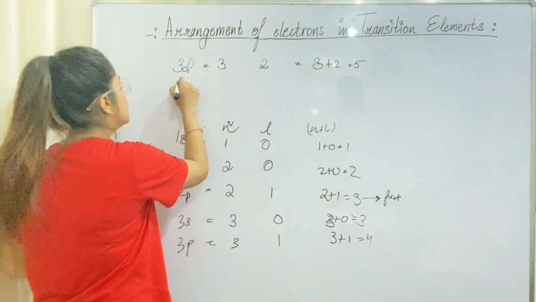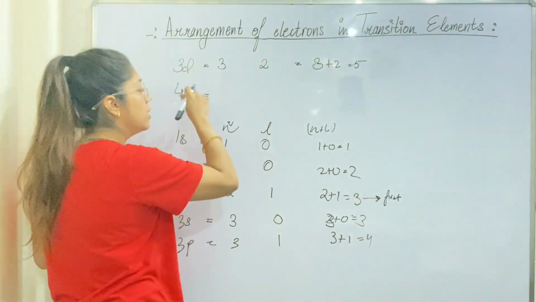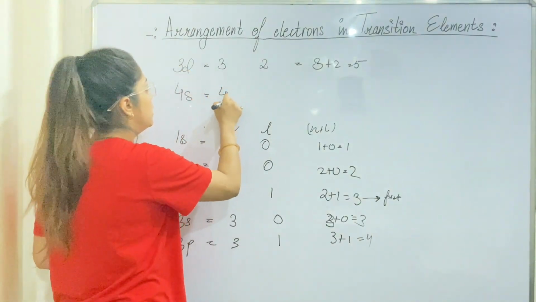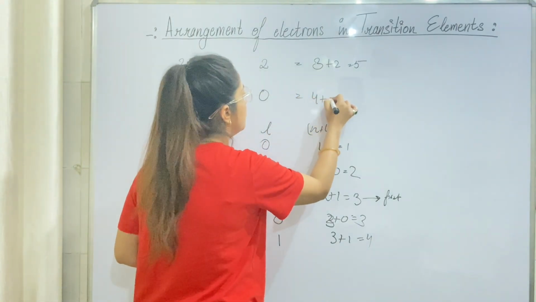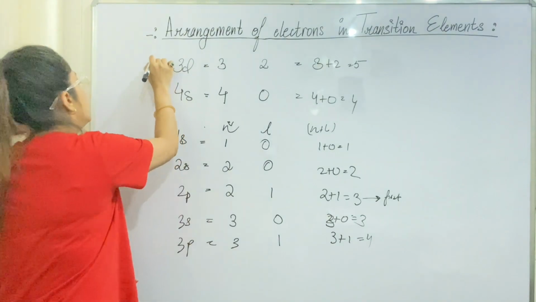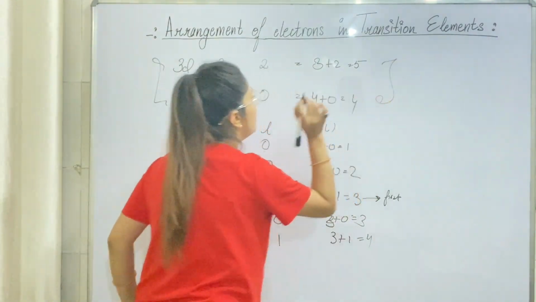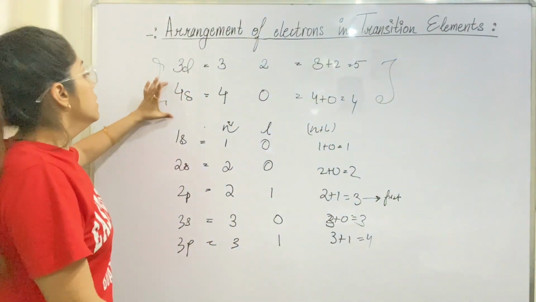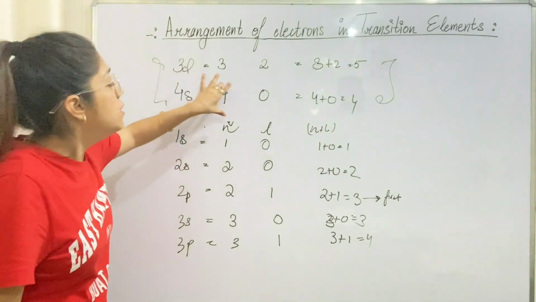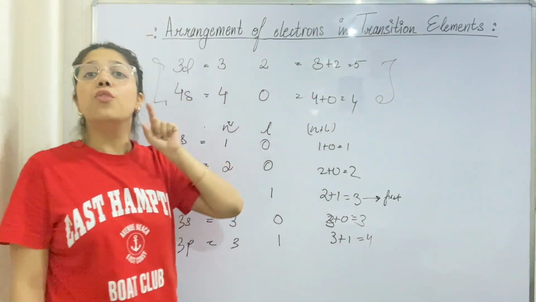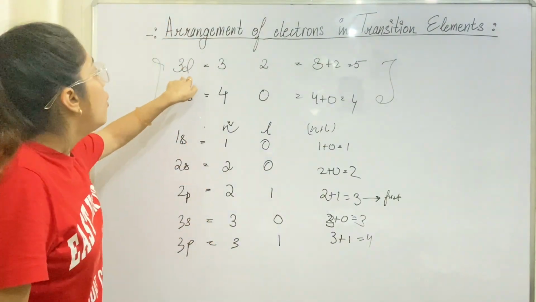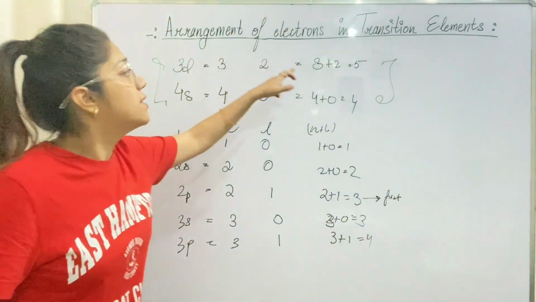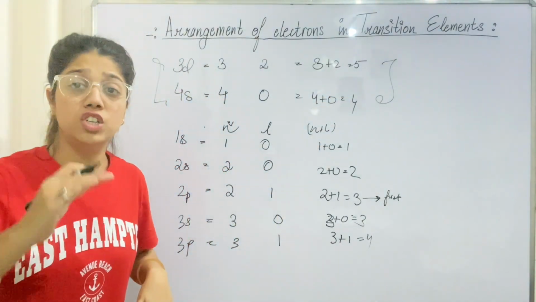Now we will do the same thing for 4s. Here, look at this very carefully. The value of n is 4 and the value of l for s is 0. So the value comes out to be 4 plus 0 is equal to 4. Now look at this very carefully, okay? The value of n plus l is 4 for 4s, which is in the next shell. The value of n plus l for 3d is 5, which is in the third shell, right?